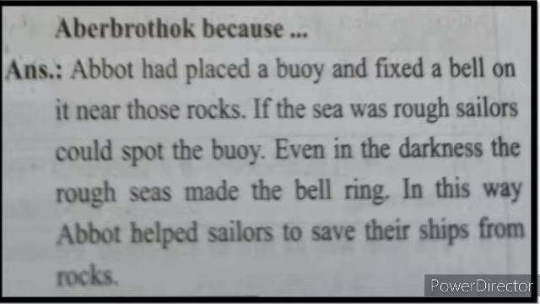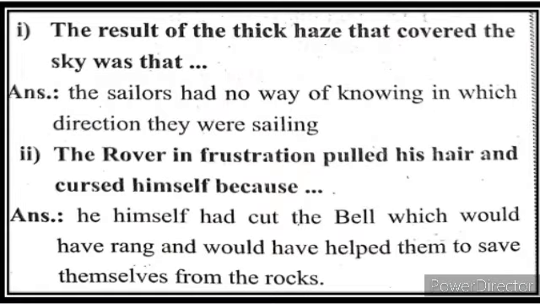If the sea was rough, sailors could spot the buoy. Even in the darkness, the rough seas made the bell ring. In this way, the abbot helped sailors to save their ships from rocks. The result of the thick haze that covered the sky was that the sailors had no way of knowing in which direction they were sailing.